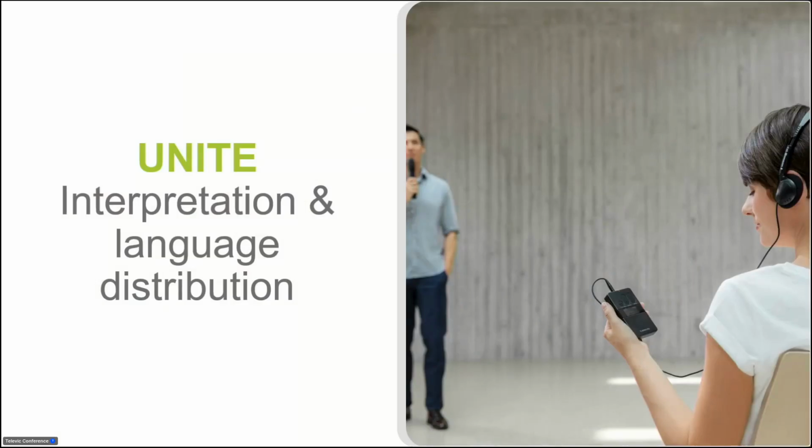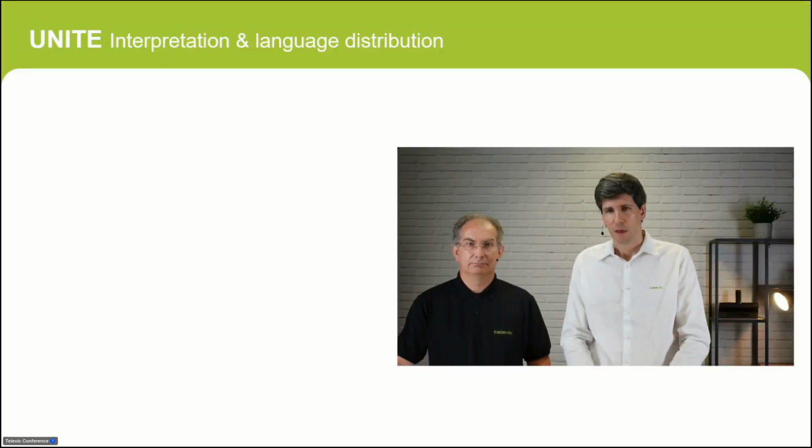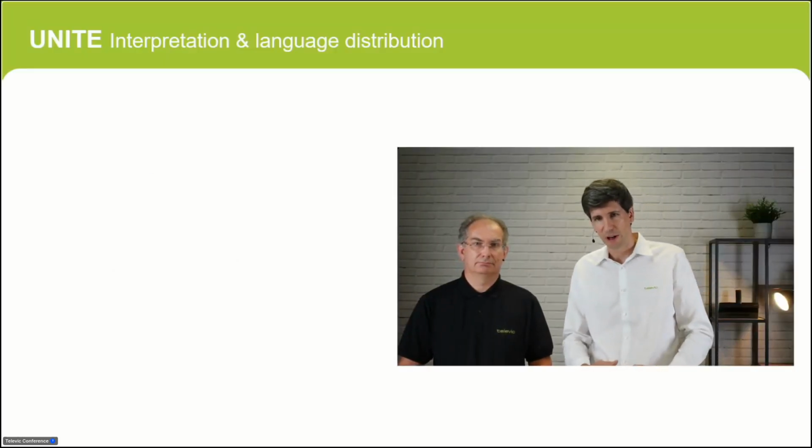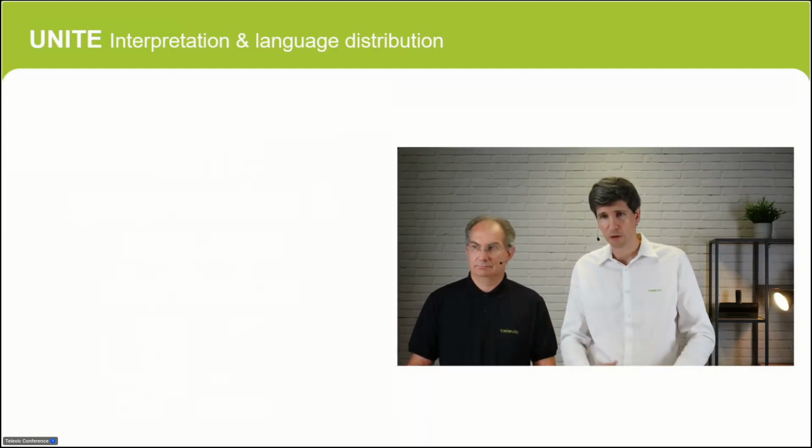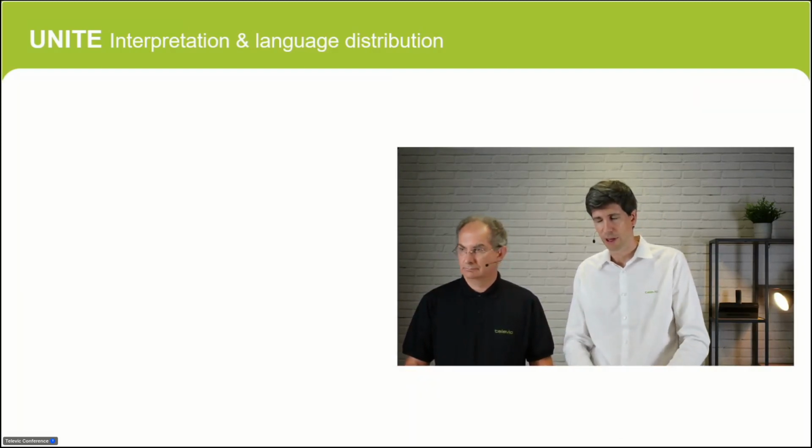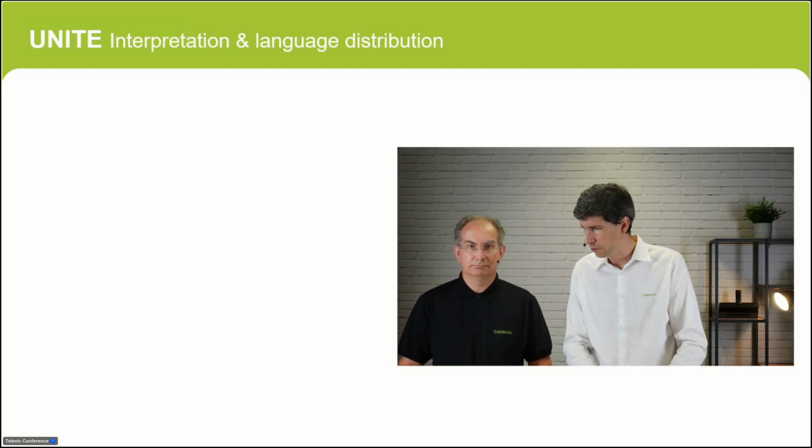So let's move on to the other use case. Unite can also be used as an interpretation system or a language distribution solution so that the audience can tune into a conversation in the language of their choice. So for fixed installations or to distribute a large number of audio channels in a Congress room, can I then just use the Unite TP?